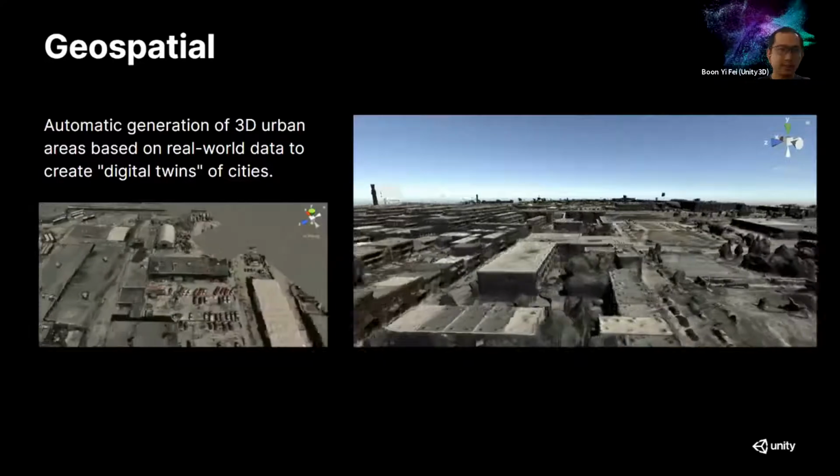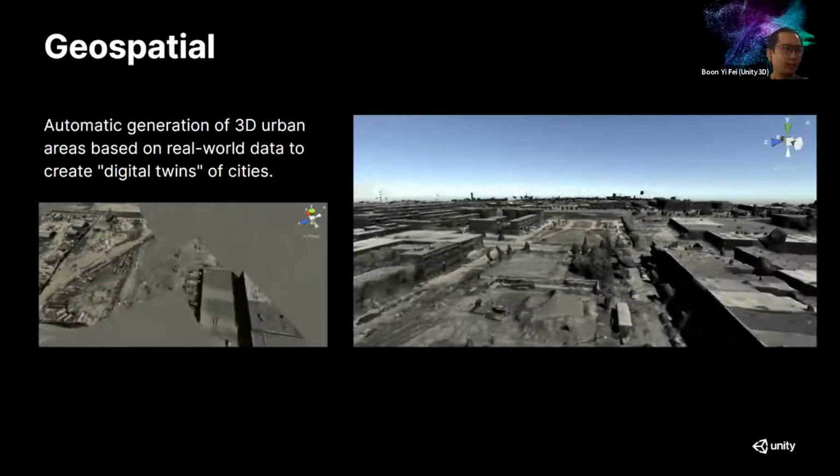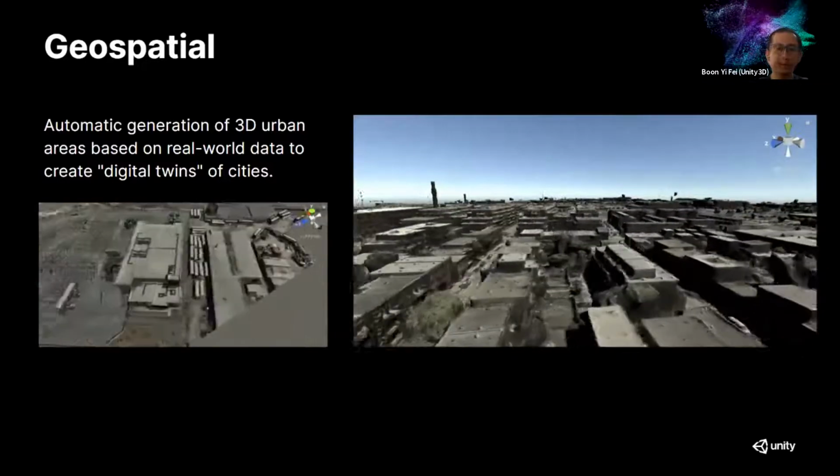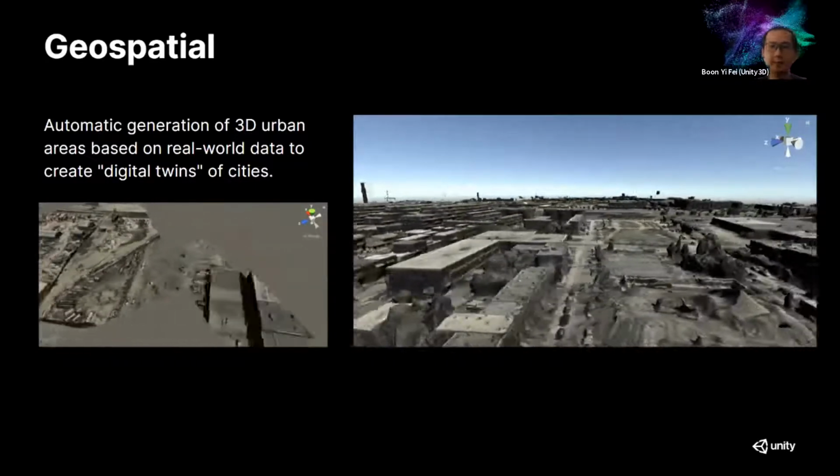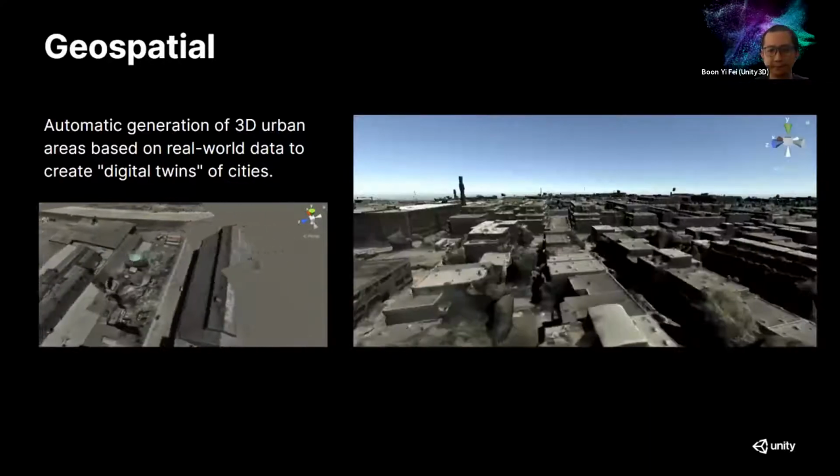So the idea here is automation because cities change all the time. And we need a recipe to automatically update the model. So here is a quick demo to show what the team is working on right now.